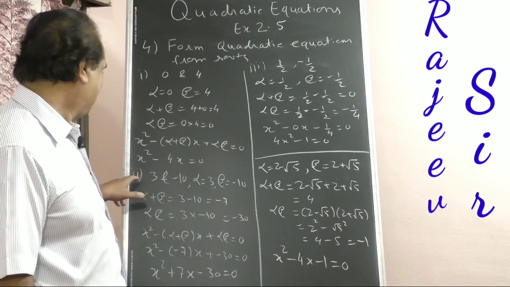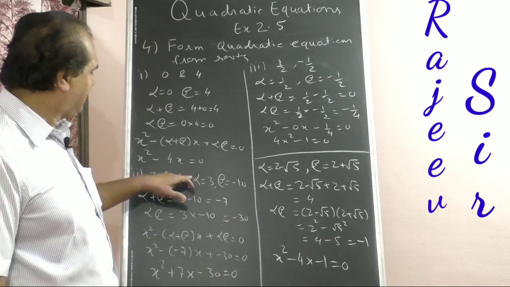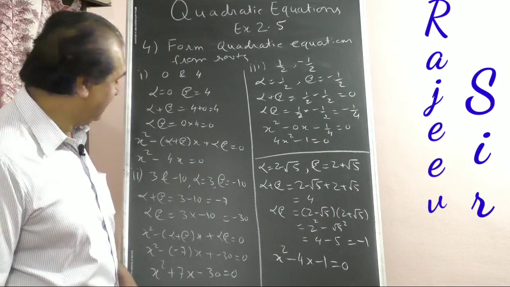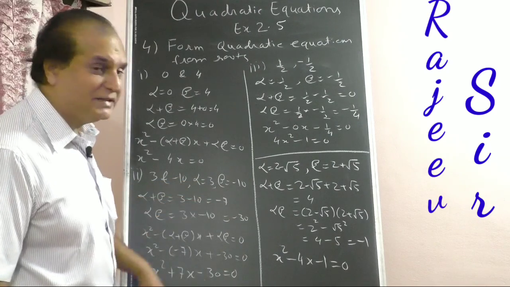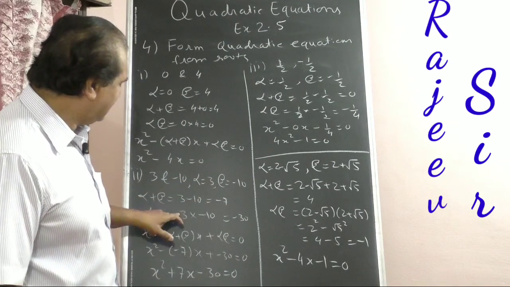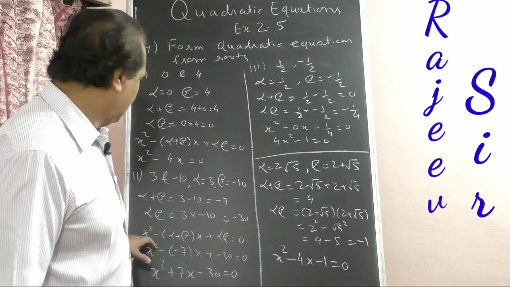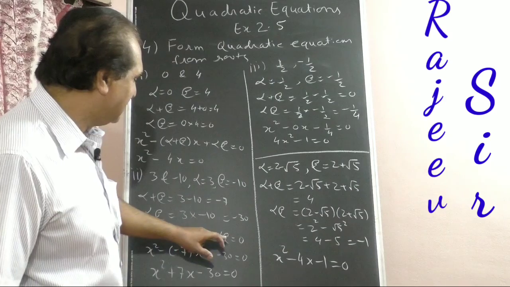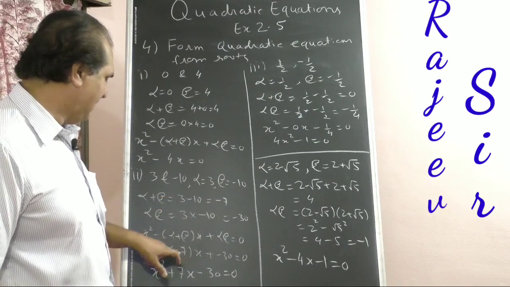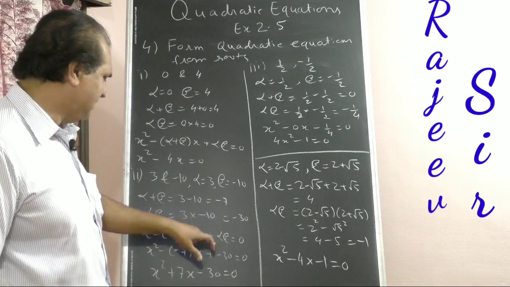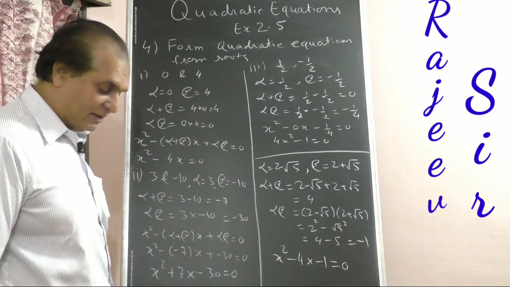Okay, next sum. 3 and minus 10. So first is alpha 3, beta minus 10. So alpha plus beta, 3 minus 10, that is minus 7. Alpha beta, 3 into minus 10, that is minus 30. So x square minus (alpha plus beta)x plus alpha beta equal to 0. x square minus of minus 7x plus minus 30 equal to 0. Minus minus plus: x square plus 7x minus 30 equal to 0.